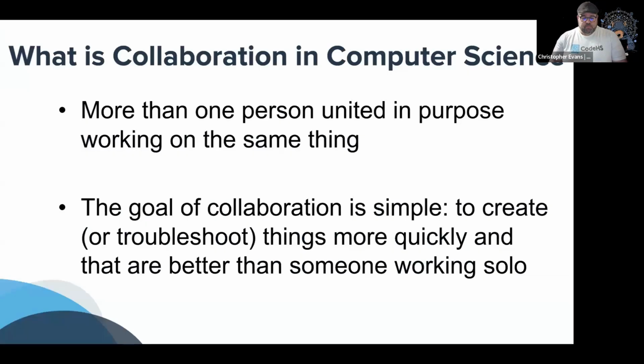So, collaboration in computer science, again, it's more than one person working together on the same project. The goal is to make things happen more quickly, and work smarter, not harder, by dividing up the work. A lot of times troubleshooting is done collaboratively. Even in our company, we have a team that, as problems come in, they get assigned to whomever is appropriate to answer that question and troubleshoot that problem. And we all work collectively toward the same goal.